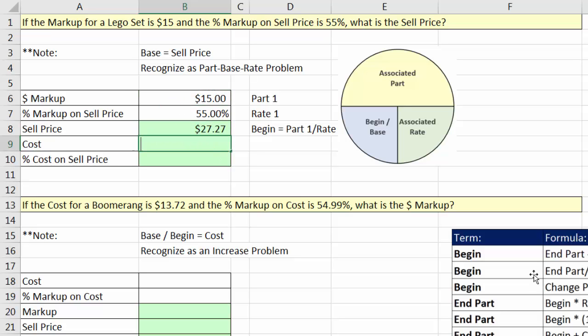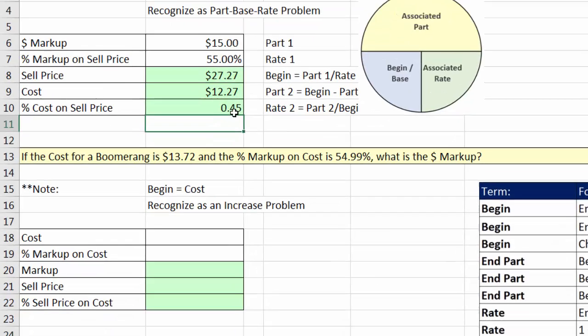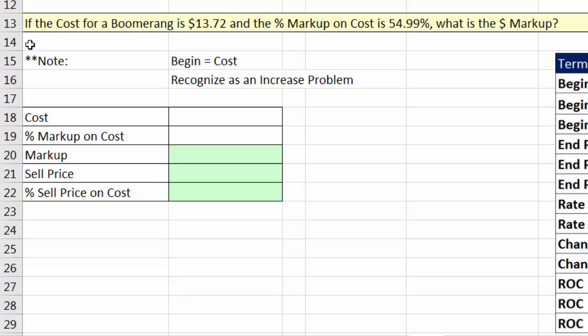We can calculate the cost too because we have the whole, we have one of the parts. So when we say equals the whole amount minus the other part, that will give us the cost part. The only piece we're missing is percent cost on sell price. Well, we have cost now, so in the numerator, cost divided by, and there's the sell price we just calculated. And when I hit enter, it better be the complement. So when I add these two together, I get 100%. And sure enough, I do. Now, our next example, here it is.